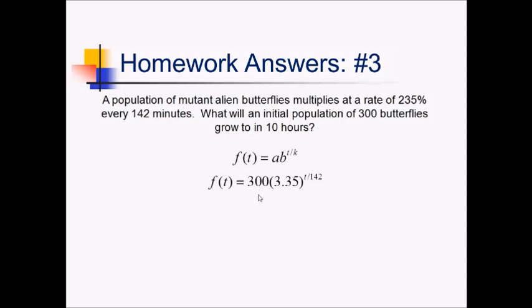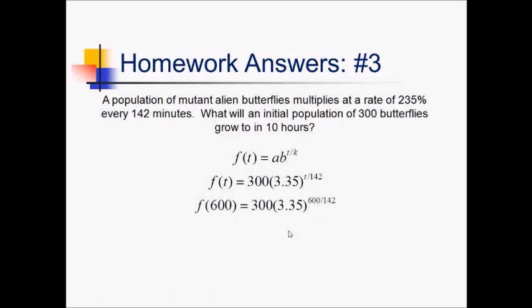So putting everything together, we have our initial value. This is our growth factor. Again, 1 plus this percentage, and then T over 142 minutes. Now the other tricky part about this, we wanted to know what this is growing to in 10 hours. The formula here is written in terms of minutes. This is 142 minutes, but we're plugging in 10 hours. So we need to convert this to minutes. 10 hours is really 600 minutes, so we're really doing F of 600 here.